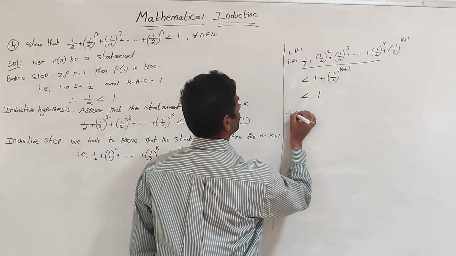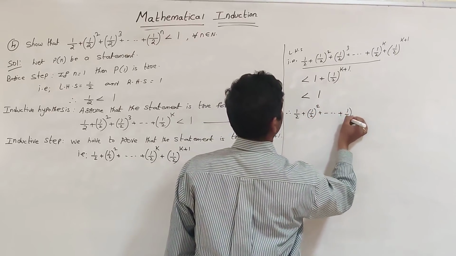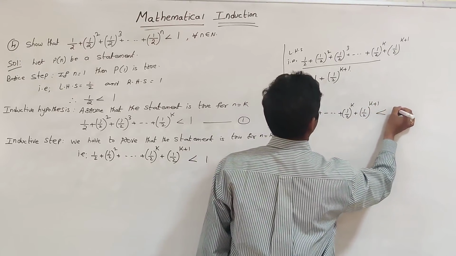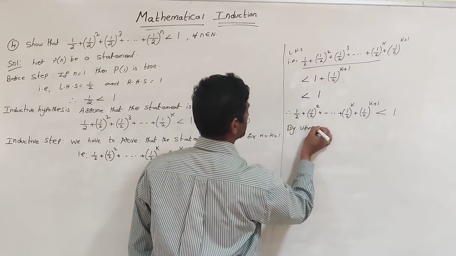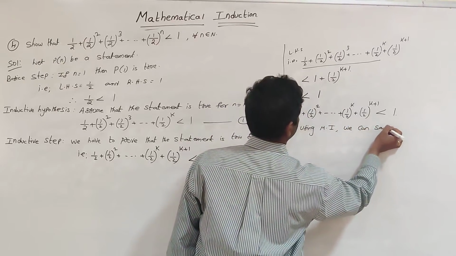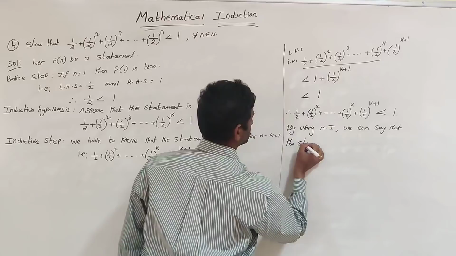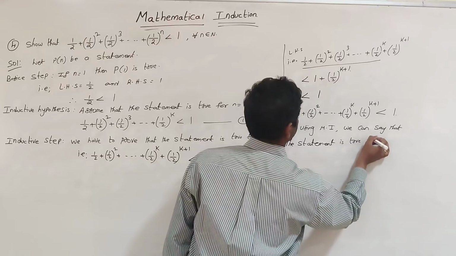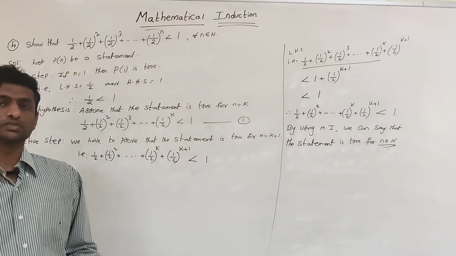Therefore what we can say, 1 by 2 plus 1 by 2 whole square plus so on plus 1 by 2 whole to the power of k plus 1 by 2 whole to the power of k plus 1 is always less than 1. So by using mathematical induction, we can say that the statement is true for all n belongs to N. Next question.